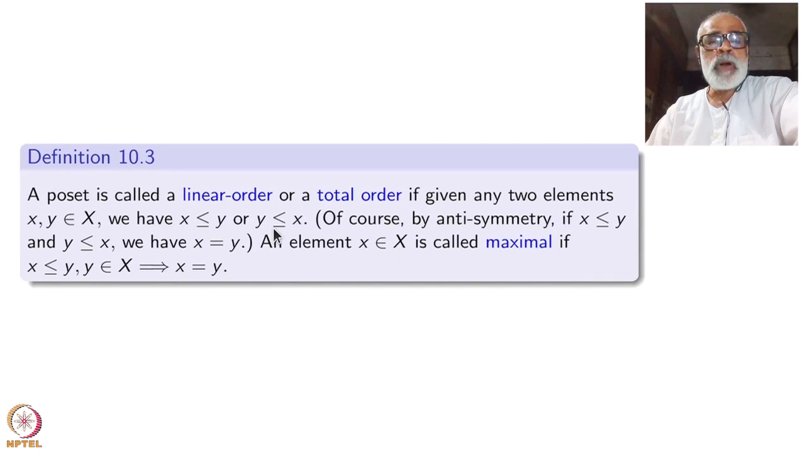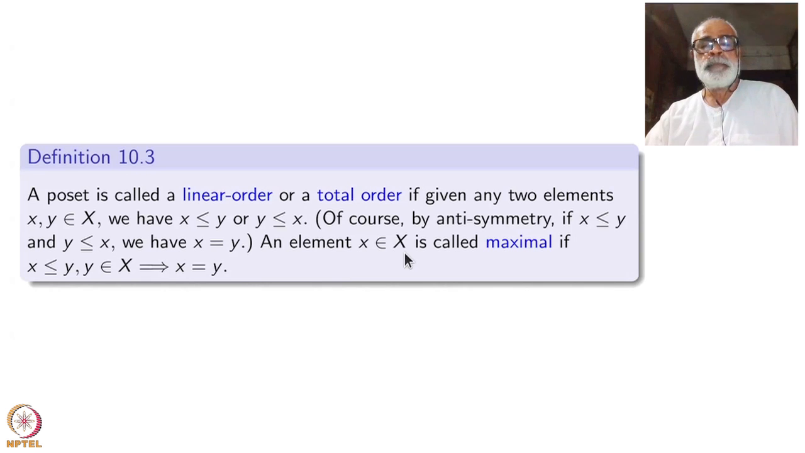A poset is called a linear order or a total order, both the terms are used, if given any two elements x and y inside A, we must have x is less than or equal to y or y is less than or equal to x. Or of course, x equal to y is also allowed. So you can say this is the law of trichotomy. Of course, by antisymmetry, if both x is less than or equal to y and y is less than or equal to x, then we have x equal to y.